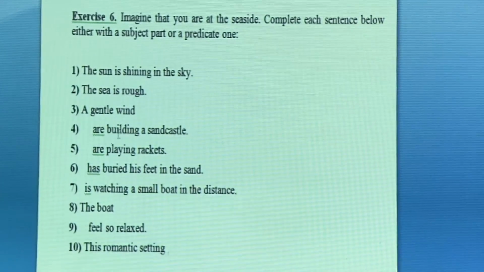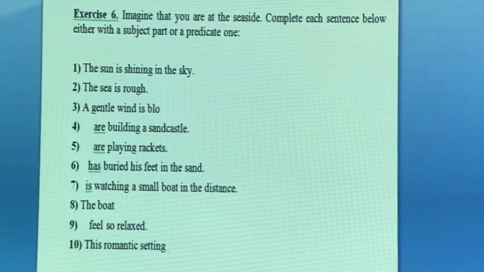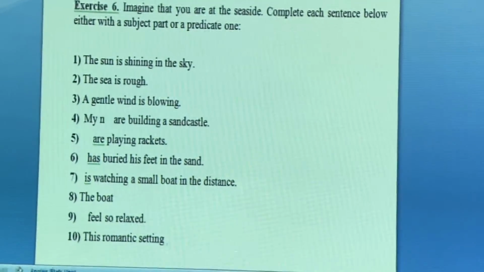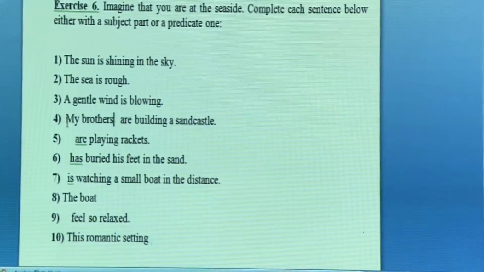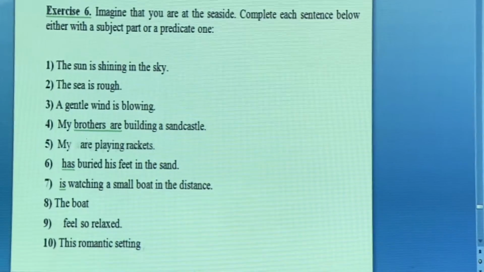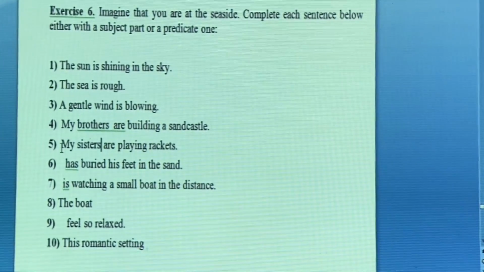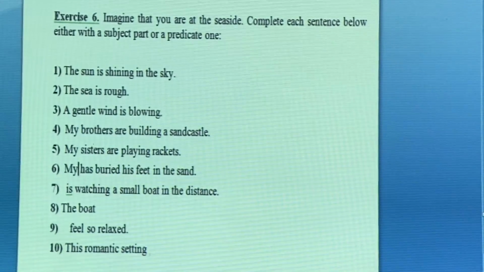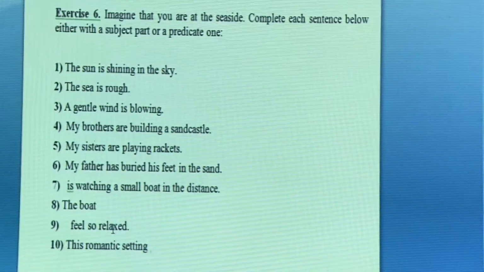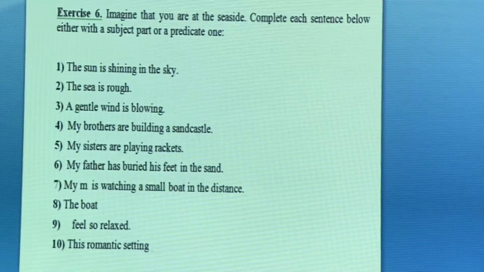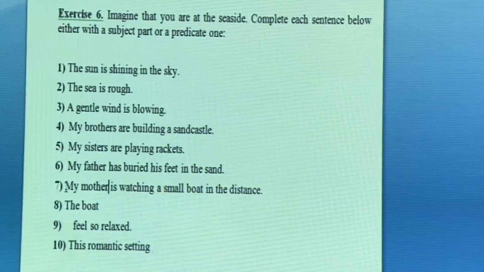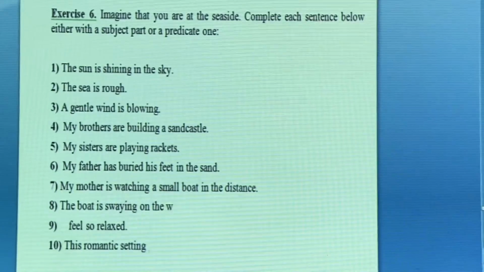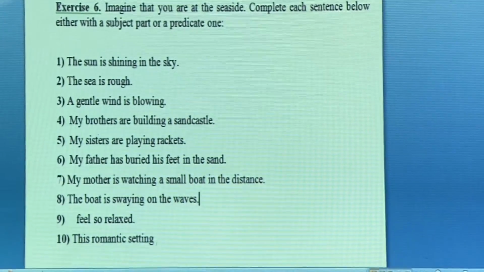So here, a gentle wind. We have the subject. We need the predicate. You can say, a gentle wind is blowing. Are building a castle. You can say, my brothers. As subject, my brothers are building a castle. And you can say, my sisters are playing rackets. Has buried his feet in the sand. So the subject could probably be your father. So my father has buried his feet in the sand. And now your mother, my mother, is watching a small boat in the distance. The boat is swaying on the waves. Because the sea is rough, there are some waves and the boat is swaying on the waves.